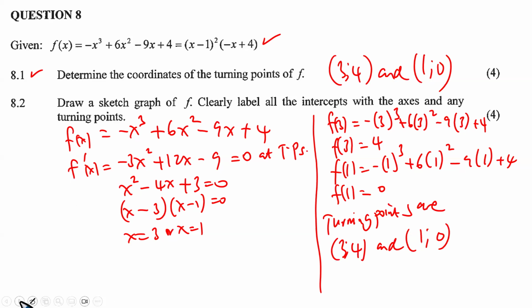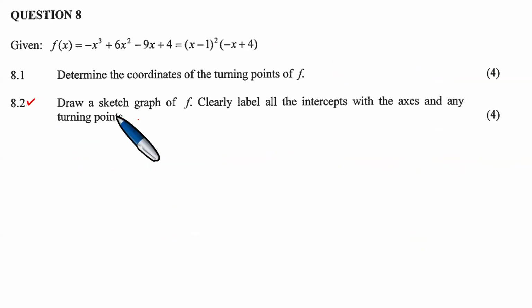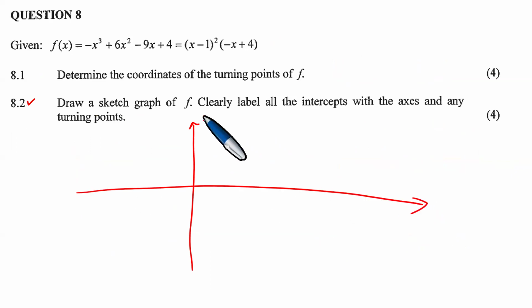8.2. Draw a sketch graph of f, clearly labelling all the intercepts with the axes and any turning points. So let us draw a neat sketch graph of the function. To do so, we proceed as follows. This is our y and this is our x.